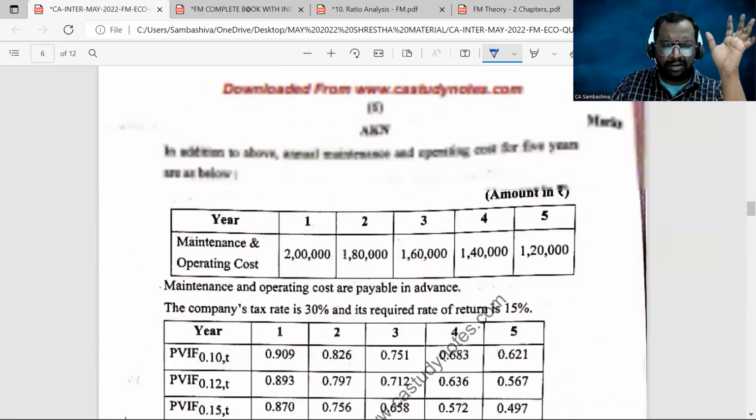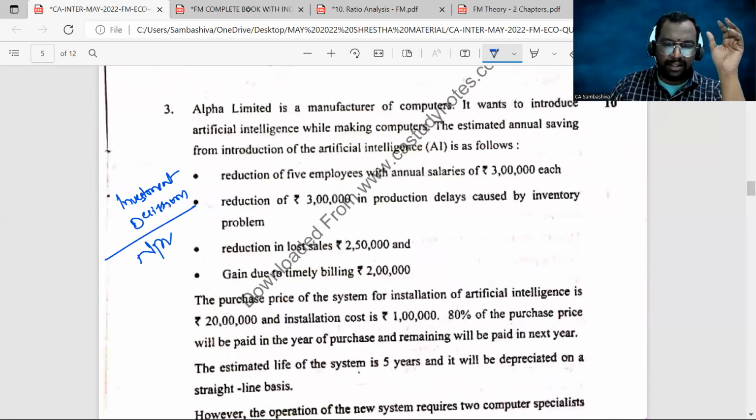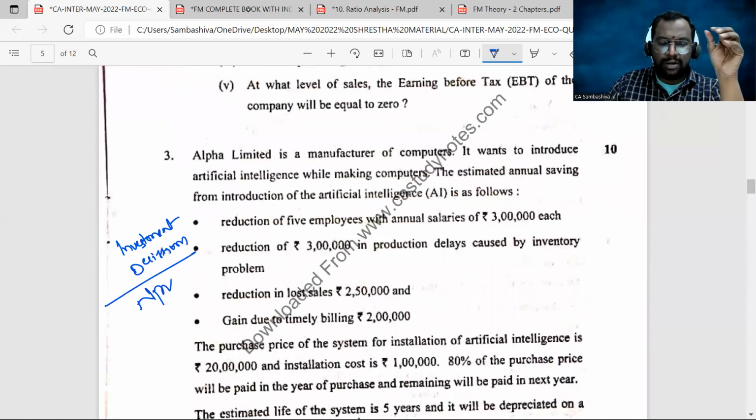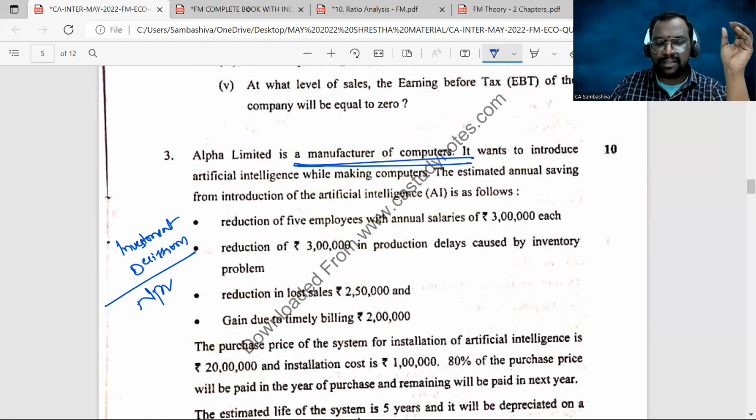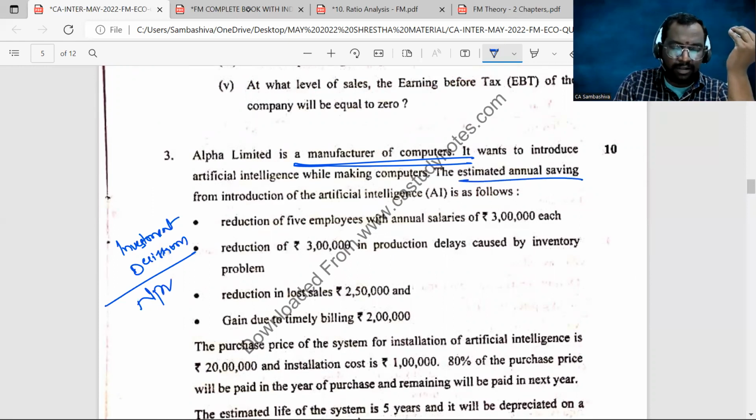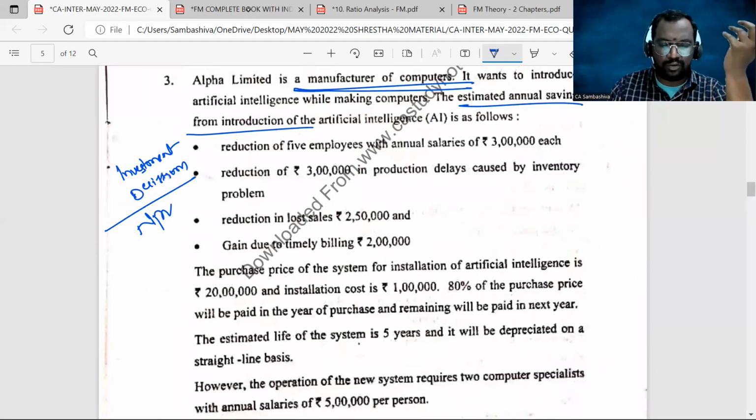Right. So here also the same kind. Here the company wants to introduce AI, artificial intelligence, while making the computers. Here the person is a manufacturer of computers, so it wants to introduce AI. After introducing the AI, obviously there will be some savings. So those savings would be your cash inflow. So the estimated annual savings from the introduction of AI is as follows.